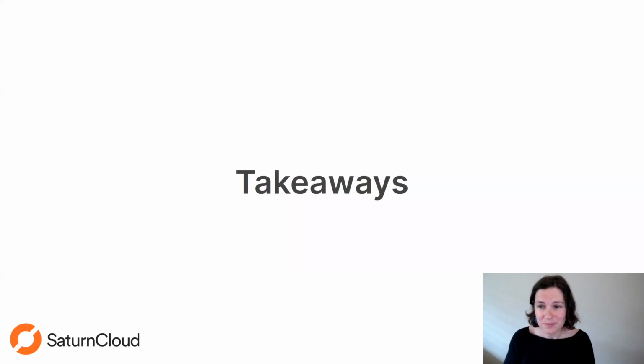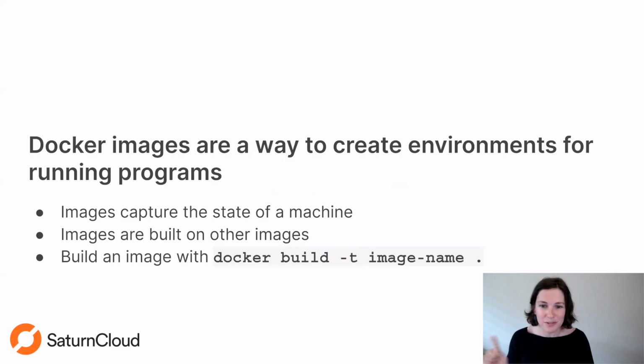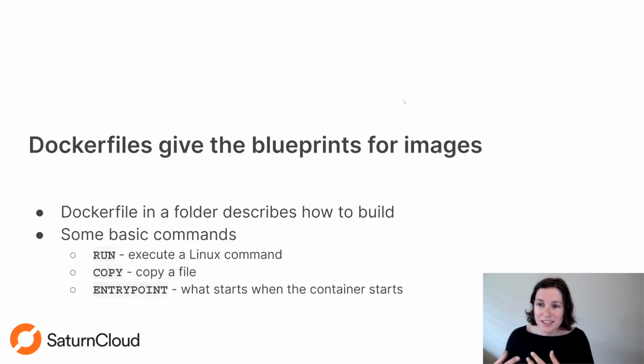Okay, so the takeaways from this presentation. One, the important thing is Docker images are just snapshots of running programs you want to run. They capture the state of a machine, you tell it what program to run when it starts, and you just build it by using the Docker build command. The Dockerfile is what gives you the blueprints for those images. So the Dockerfile is what does all the work. It lists all the steps to build the image, and that's what Docker goes through when you want to build one.